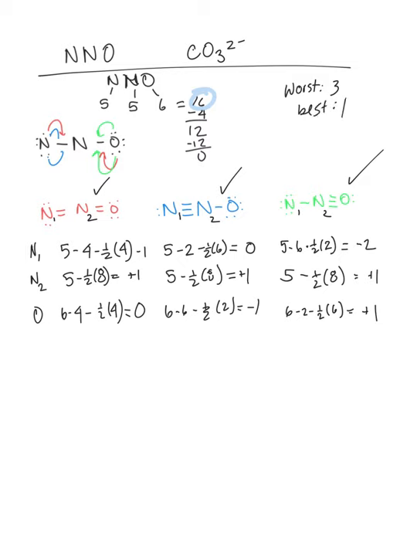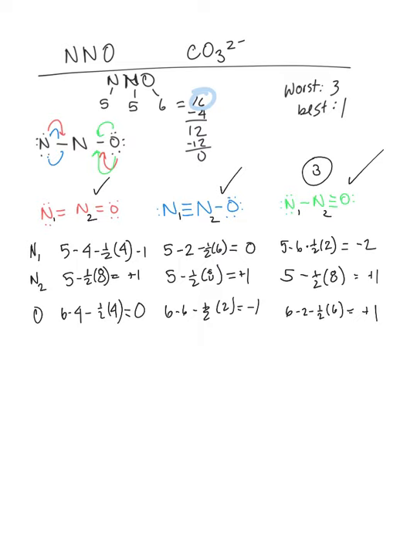So first things first, if we identify the worst structure, remember, the best resonance structure is going to have the smallest number of non-zero charges, and they're going to be the smallest in magnitude. So right away, number 3 is going to be green, because every atom has a charge, and one of those has a magnitude of 2. So that's going to be our worst, because every atom has a non-zero formal charge, and one of them has a big one.